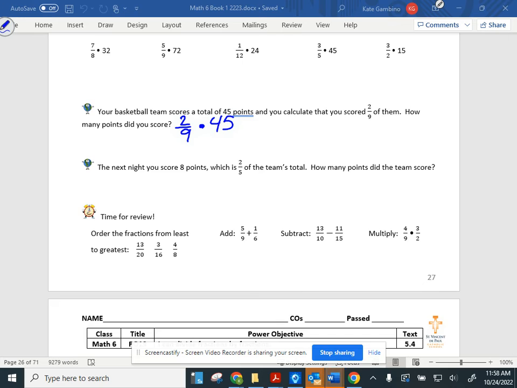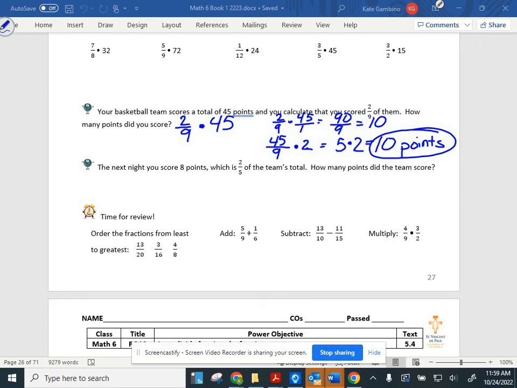So if we're going to do it the long way, it would be 2/9 times 45 over 1. So 2 times 45 is 90. 9 times 1 is 9. I have to simplify. 90 divided by 9 gives me 10. I scored 10 points. Let's do it our other way. I'm going to put my whole number of 45 over the denominator of 9, times it by the numerator. 45 divided by 9 is 5, times that numerator of 2 is 10. So either way, I know that I scored 10 points.